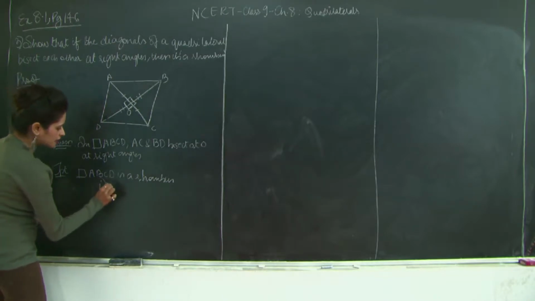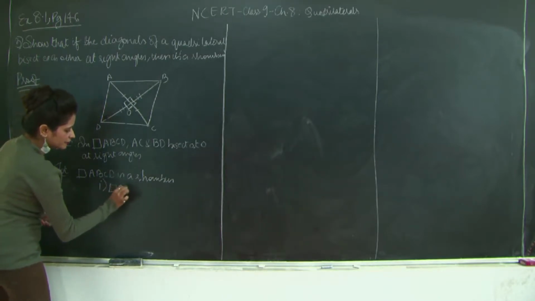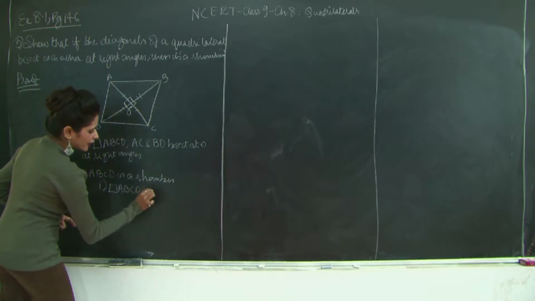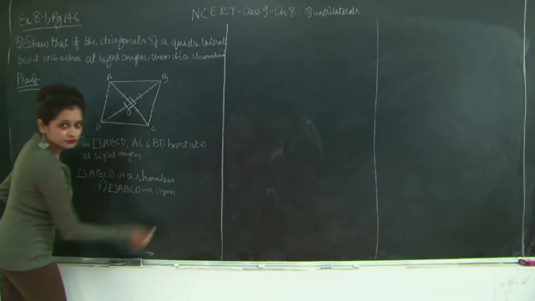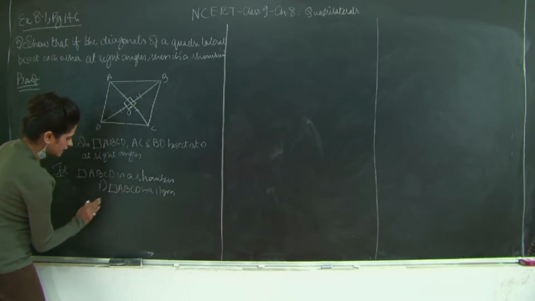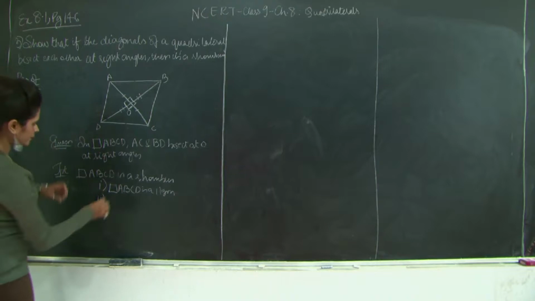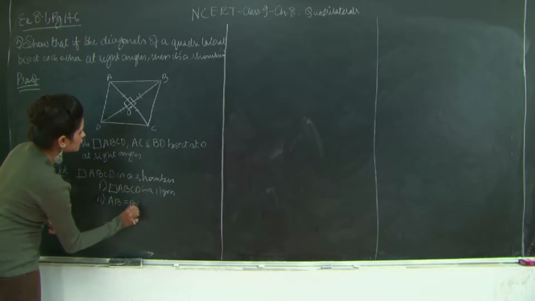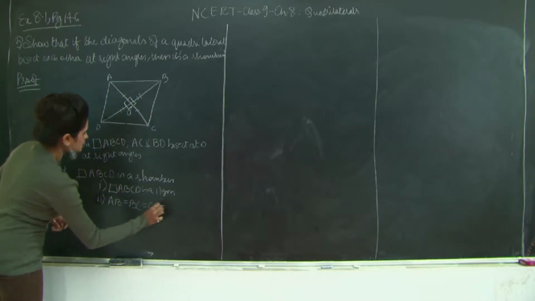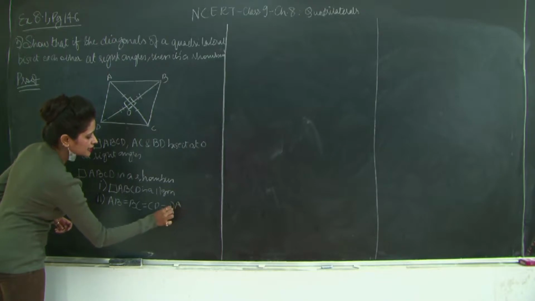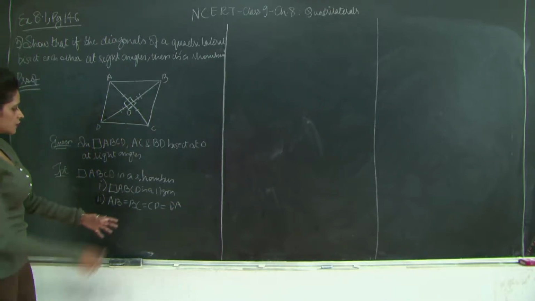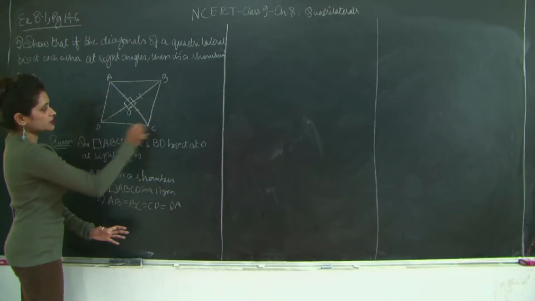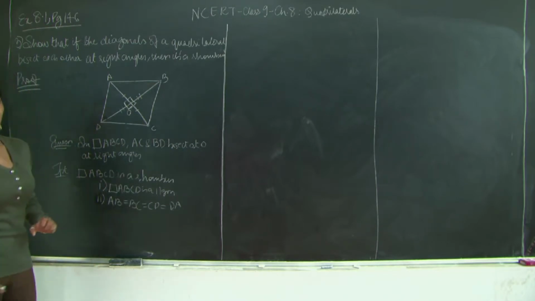First, to prove that quadrilateral ABCD is a parallelogram. Then the second thing that I need to prove is that AB is equal to BC is equal to CD is equal to DA. That means each side is equal. So what we will do is first go ahead and prove that my quadrilateral ABCD is a parallelogram.